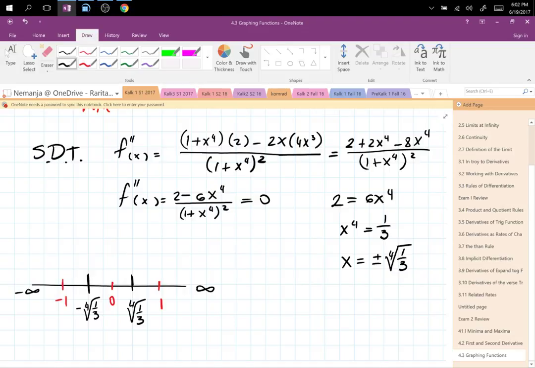Easy. So f double prime, when I plug in negative 1, that's going to be negative divided by a positive. Denominator is squared, so it's always positive. We have less than 0, so concave down.